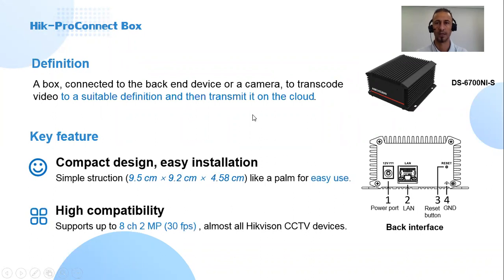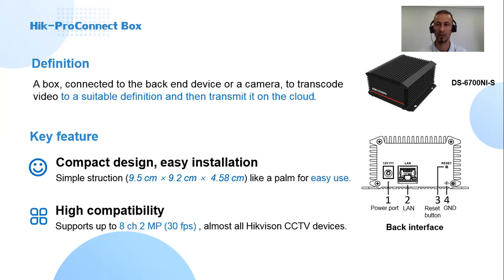So this is just showing us our physical box. The box model number is the DS6700NI-S. This particular box is connected to the back end device or a camera to transcode video. Like I mentioned, it has to be on the same LAN network. So we can't have this particular device offsite and try to do recording for the client. It has to be on the same LAN network.